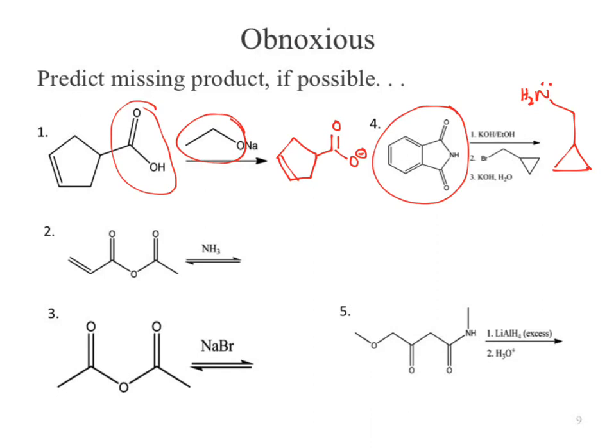Now I can make a primary amine. Okay? That's known as the Gabriel synthesis. I don't know why that one sticks in my head now. Maybe because it confused the hell out of me at first. But now it makes perfect sense. Don't worry about the mechanism yet. Next one, number 2.